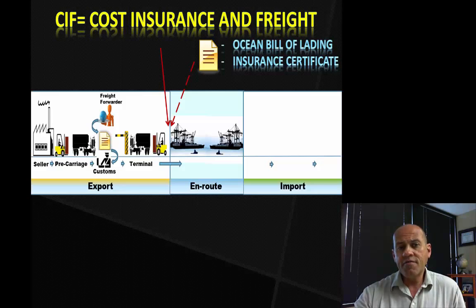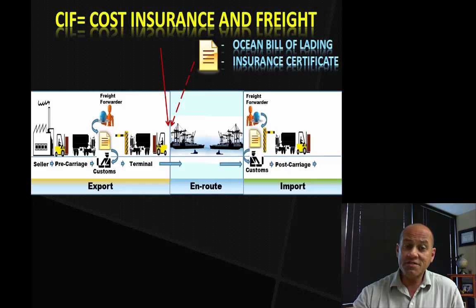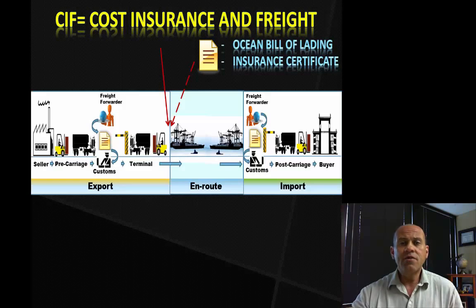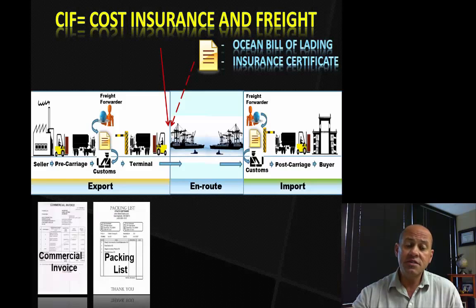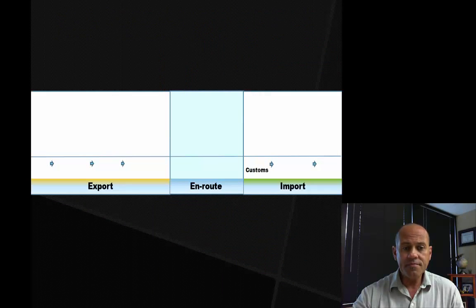Once the goods arrive, the buyer is going to be responsible for clearing the goods through customs, transport, and ultimate delivery to their destination. And the seller is going to be responsible for producing the commercial invoice, the packing list, the ocean freight bill of lading, an insurance certificate, and a wood packaging certificate if it's required. So it's a very common term.